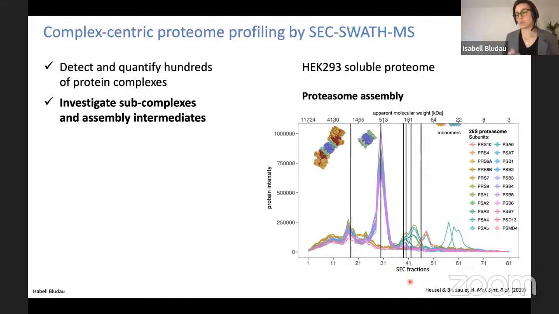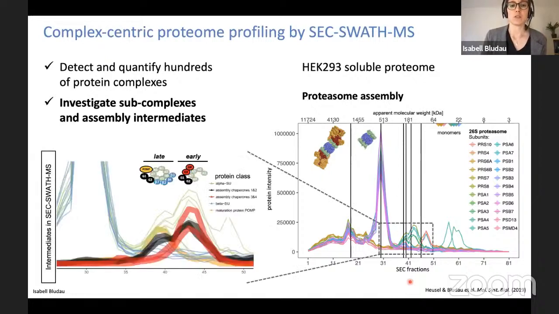And we were now curious to see if these might be disassembly products or if they are actually assembly intermediates or something interesting in the proteasome. So what we did is we added known assembly chaperones for the proteasome to our analysis, indicated here in red, orange, and black. And what you can see is that these assembly chaperones nicely co-elute together with the alpha and beta subunits, and this gave us confidence that these signals actually correspond to an early and late assembly intermediate of the proteasome.